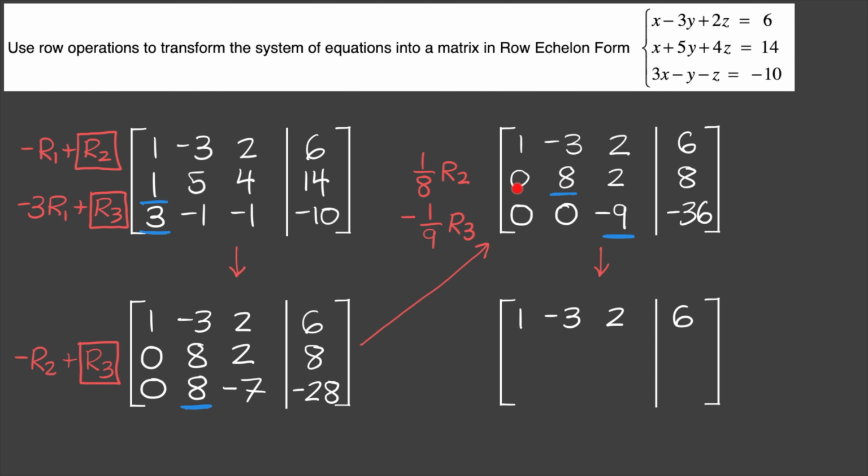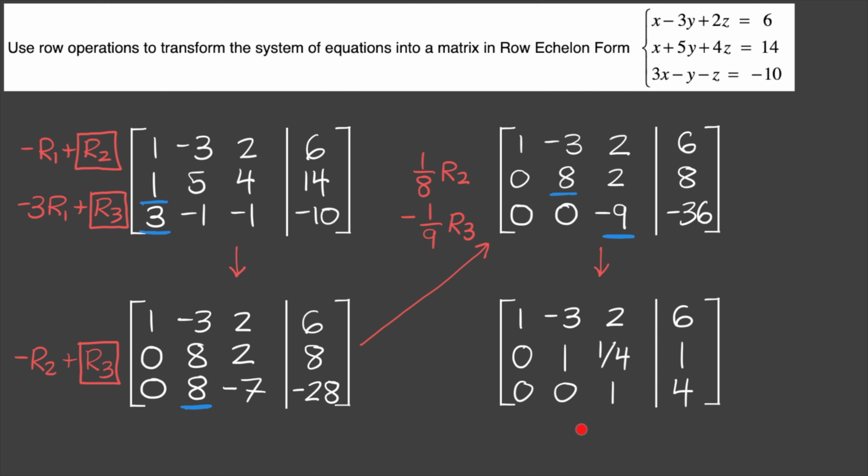Okay, so now we're going to distribute the 1/8. 1/8 times 0 is 0. 1/8 times 8 is just 1. 1/8 times 2 gives us 2/8, which is 1/4. 1/8 times 8 is 1. Nice. Now we multiply the negative 1/9 to the third row here. Negative 1/9 times 0 is 0, times 0 again is 0, which is nice. And then negative 1/9 times negative 9 is 1, which is the whole point of that step. And then negative 1/9 times negative 36 is negative 36 over negative 9, which is positive 4.